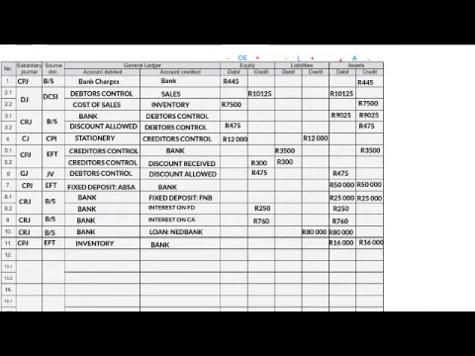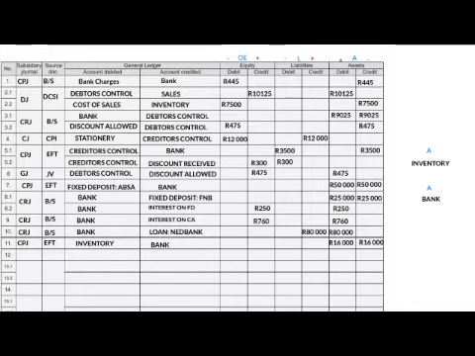Number 12. Pay via EFT for the delivery of the goods at the business, 900 Rand. First of all, you must know delivery forms part of inventory. So your two ledger accounts involved will be inventory and bank. Both of these accounts are classified as assets.